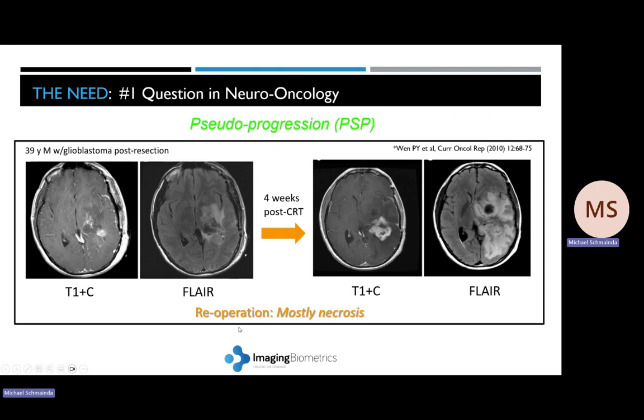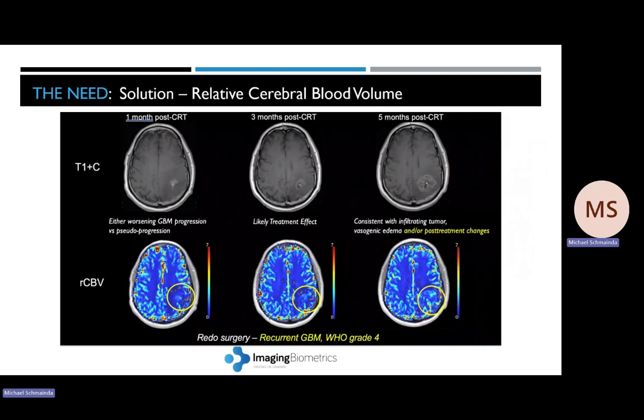So the current method is to go in and biopsy and take a tissue sample and send it to pathology. Upon reoperation, in this case, the tissue came back as mostly necrotic, and that's not uncommon today using standard imaging. Here's another example of how challenging it is to distinguish progression from pseudoprogression on standard imaging.